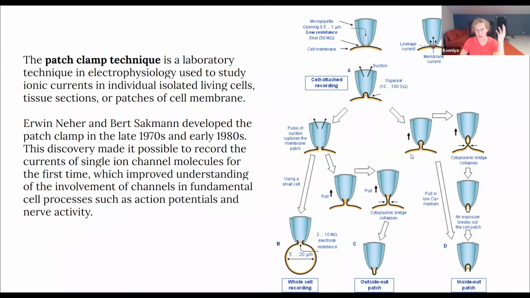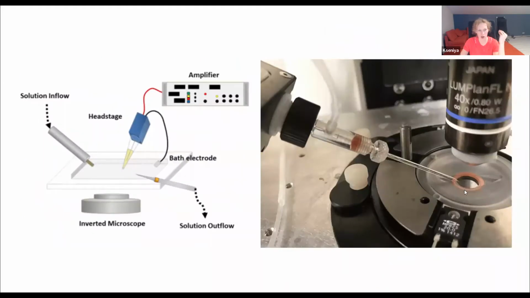And also patch clamp, frankly speaking, it is not used in the brain, you see. It's used in vitro. So here there are some neurons which can still function, but they are not in a living brain. So we usually use patch clamp if we want to register some particular neurons.